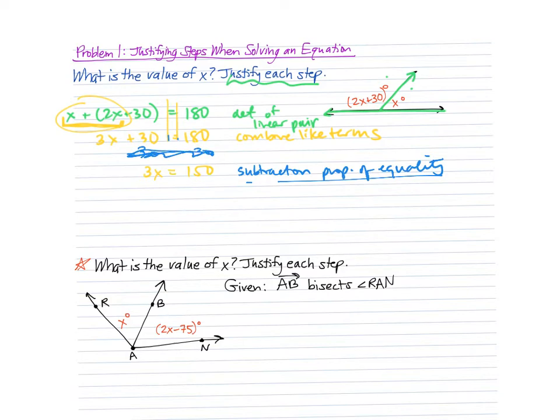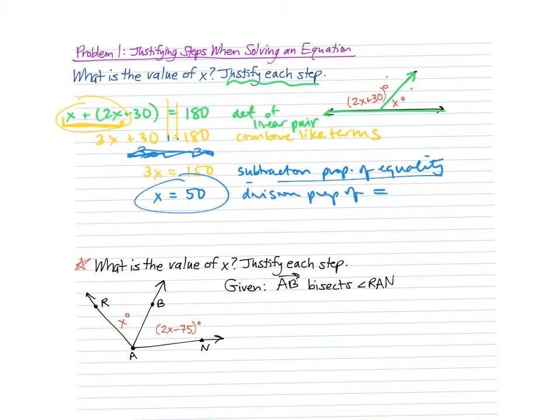Okay, and then the next step, we're going to divide both sides by 3, and we end up with x equals 50. So that would be our next step, and that would be the division property of equality. Okay, and that's it. The value of x is 50.